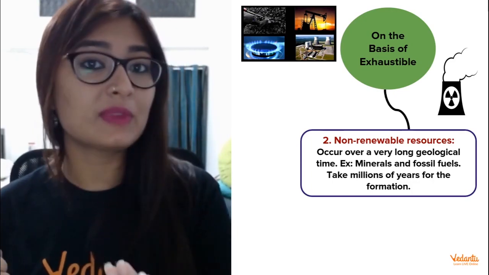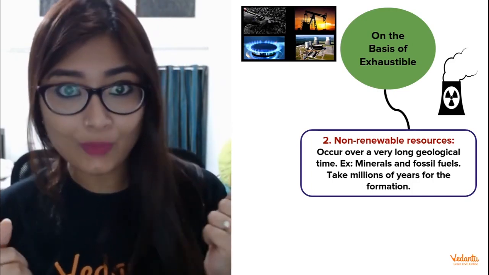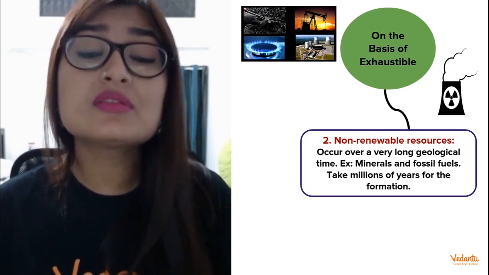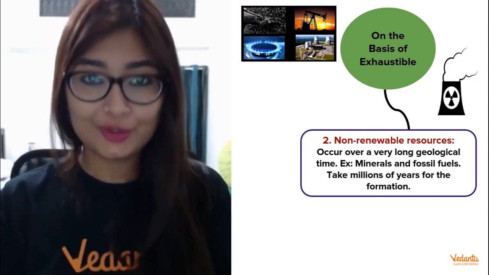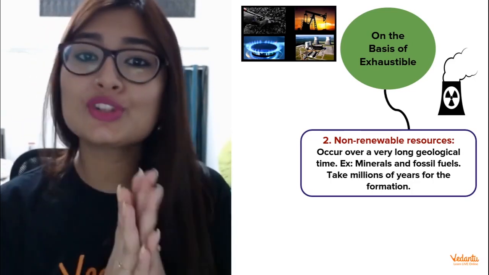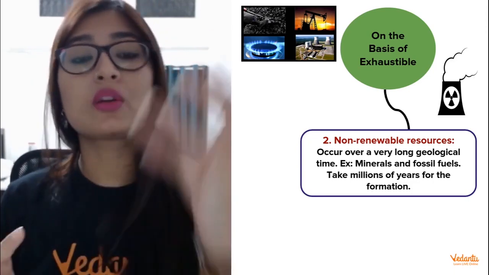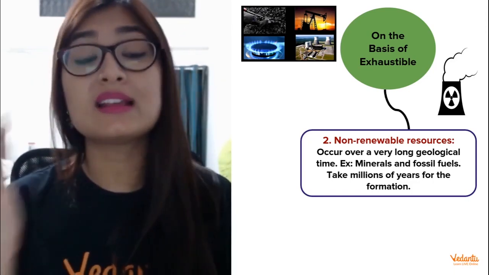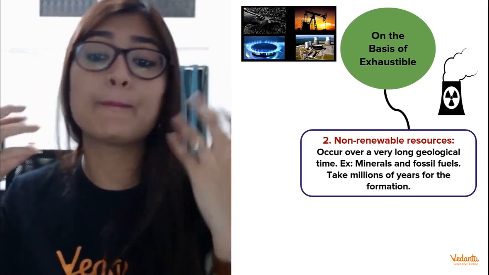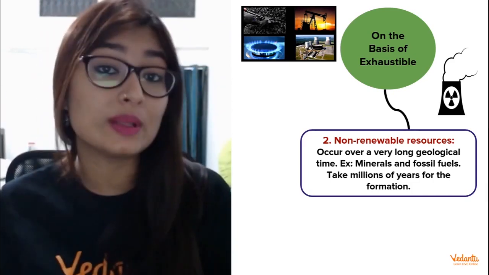Because if you're using something which is just taking 6 months to get over, but 60 years to be formed, you can imagine the ratio. It has to be proportionate, right? And that's why these are considered as non-renewable resources. For example, minerals and fossil fuels.